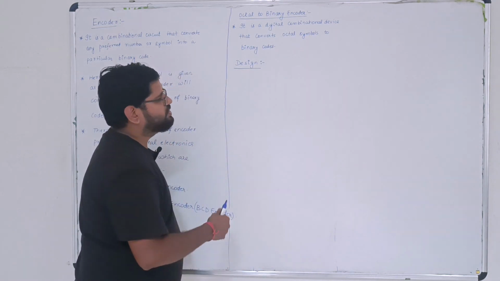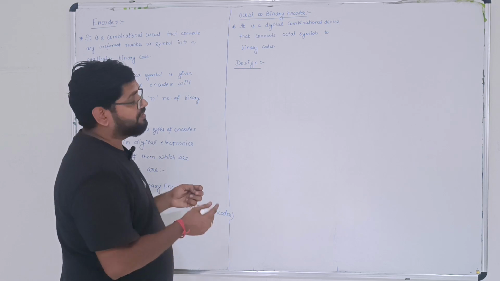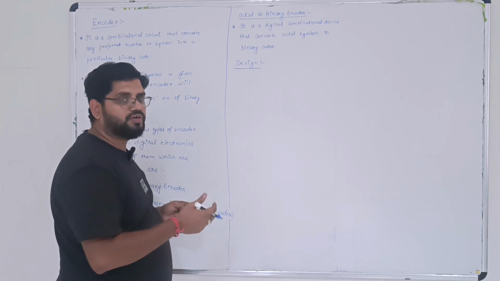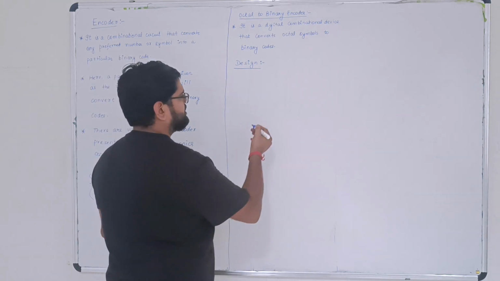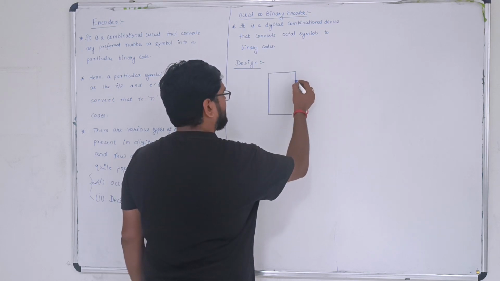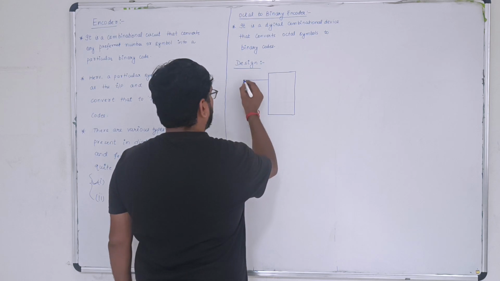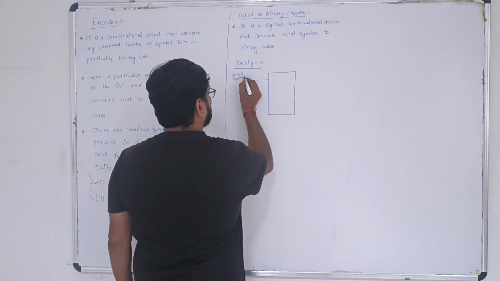Now we'll directly jump to the design. The design process is very simple. We'll first try to analyze and then we'll go for its design. In this case, you can have the analysis like this. If I have to go for the block diagram, we can draw it like this. This is the octal number. I am taking this one point as the octal number.